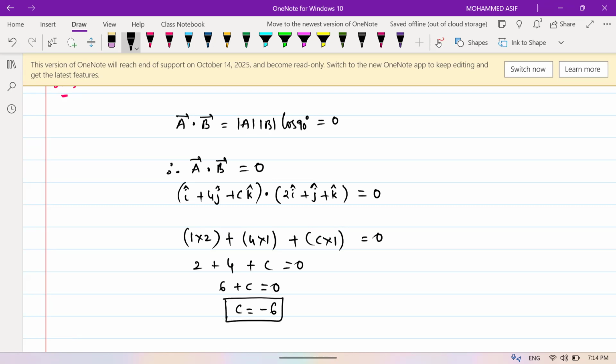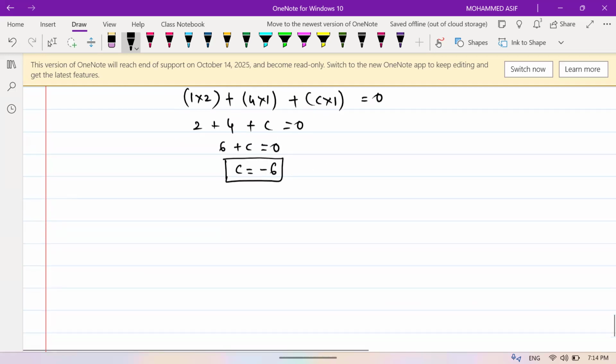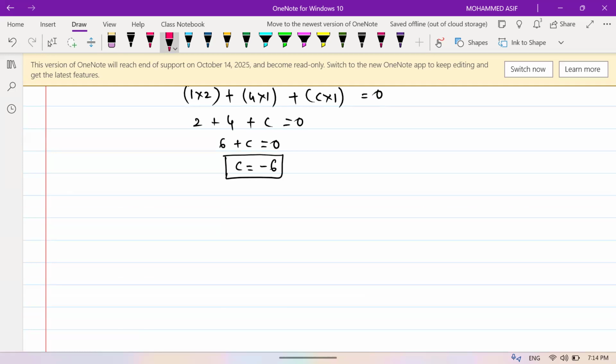Yes, sir. Got it? Yes, sir. Any doubt in this one? No, sir. Take a problem up. Will you try to do it better? Based on the same model. Yes, sir.